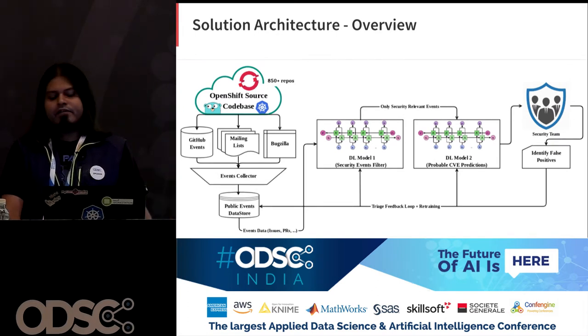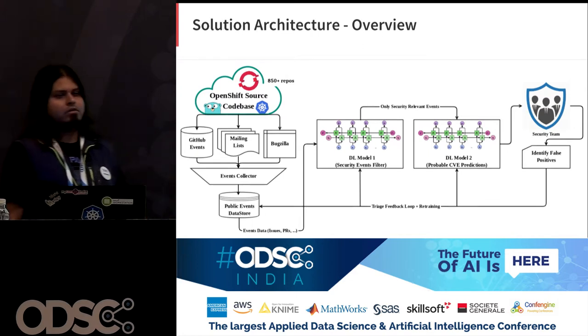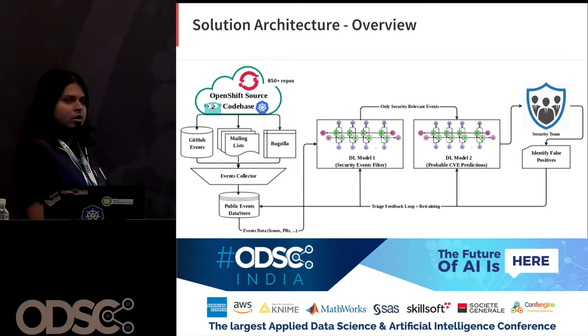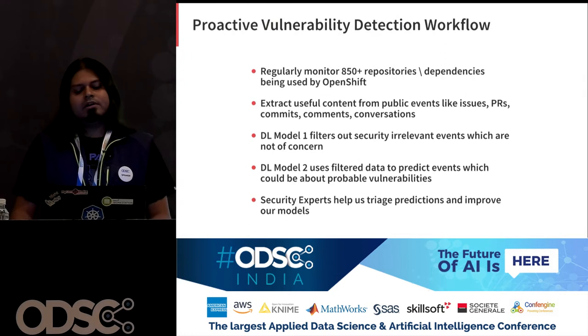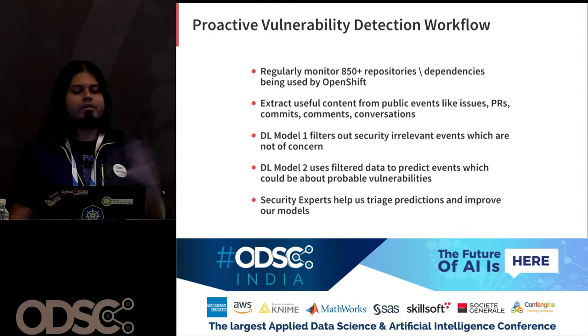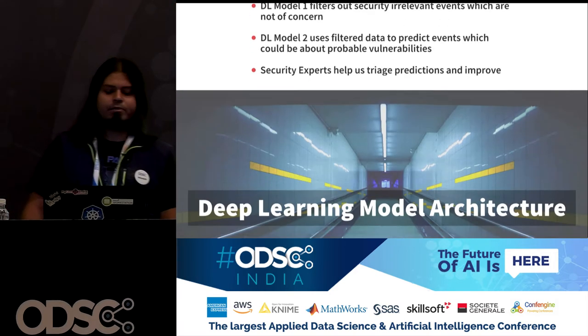Then our final predictions go to the security team, who validate them and find out the false positives. Obviously there will be false positives, right? I mean, this is a tough problem. Then we feed it back to our models after triaging and retrain our model. So that is the pipeline we are following. To summarize, we regularly monitor 850 plus repositories, extract all the public data, filter out security issues, use the filtered data to predict events which are about probable vulnerabilities, and then triage and improve our models.